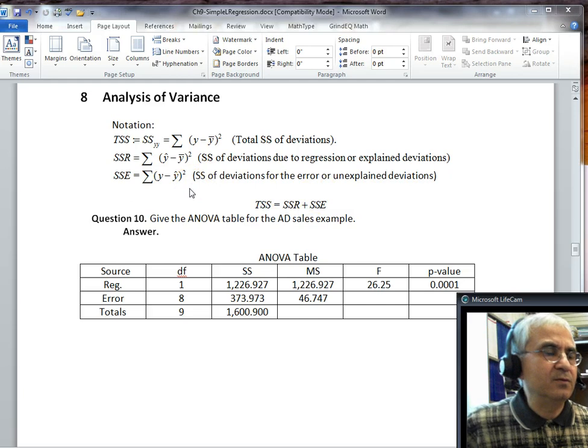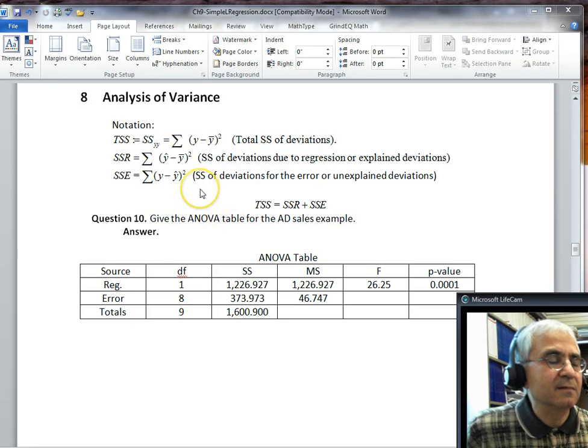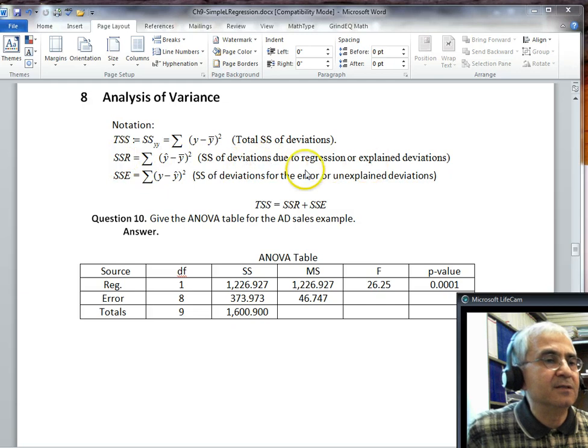These are the ones that are due to other factors in the model that weren't included, like in our example, the sales volume versus advertising, factors like price or economy or competition and so on, which are not explained. And these are the SSR, the explained deviations in the model. These are the deviations caused by using advertising as a predictor of sales volume. So here we look at y hat minus y bar, we square it and we add all of these.